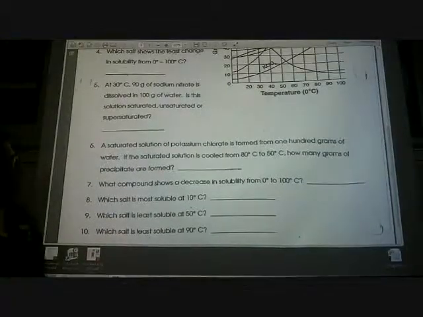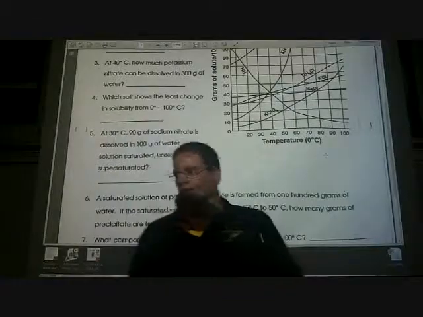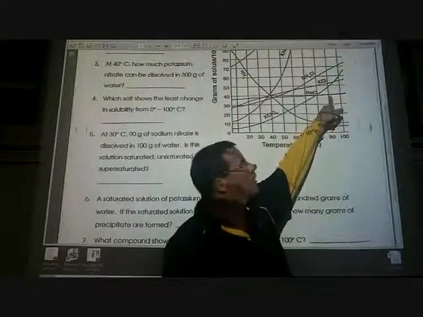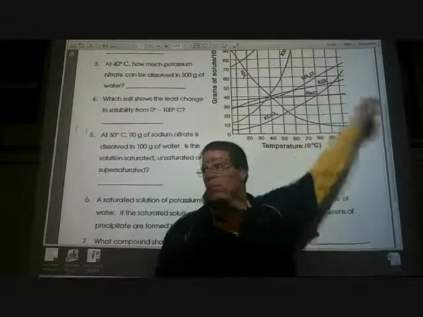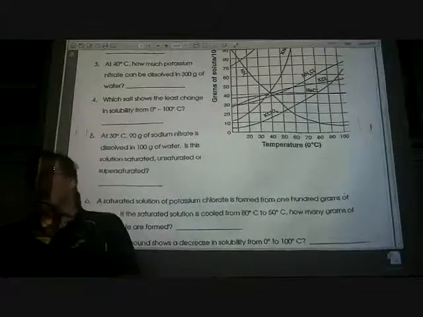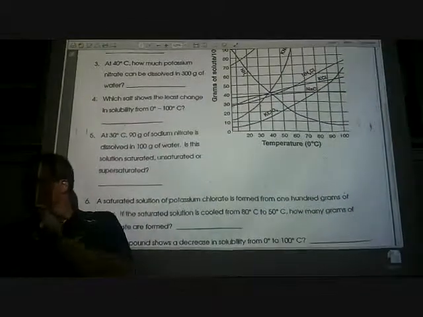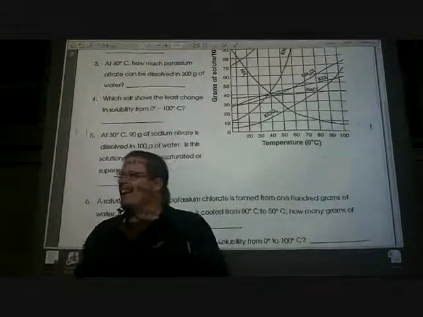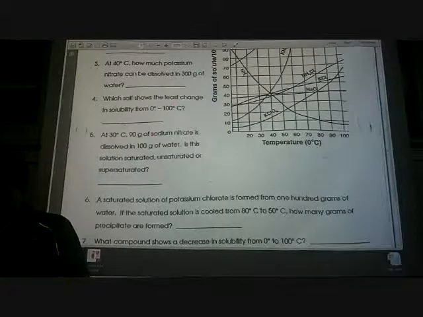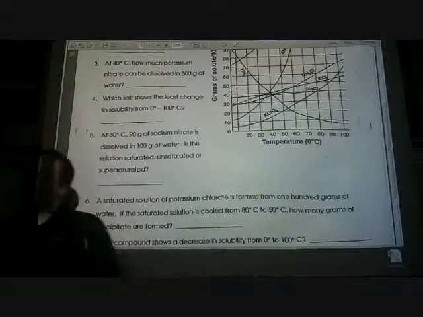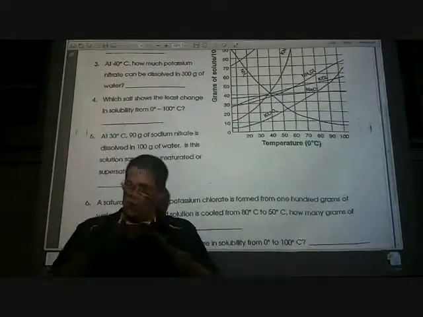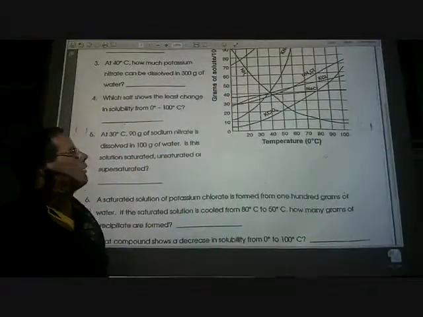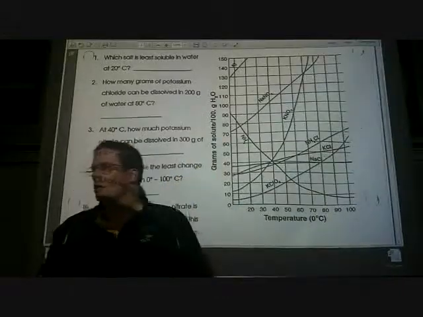And which salt is least soluble at 90 degrees? Now this is a trick. I'm going to be honest with you. Don't pick NH3. It's NaCl. Okay. Because the other one's a gas. Now I won't be that cruel to you on the test. Or maybe I will. NH3 is a gas, not a salt. And think about salts as ionic compounds that when you place it in water will dissociate. And everything on this chart will dissociate in water except for the NH3, which ammonia doesn't.